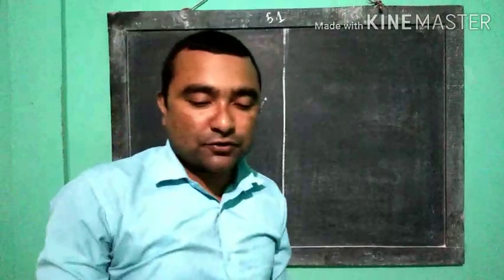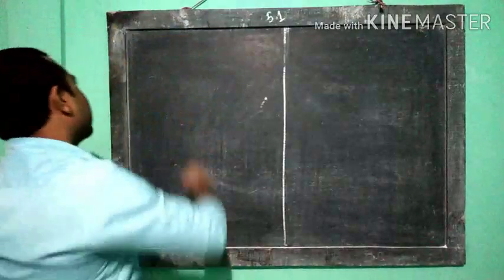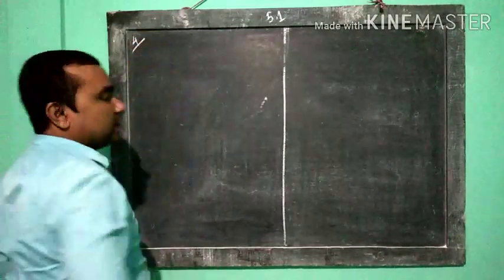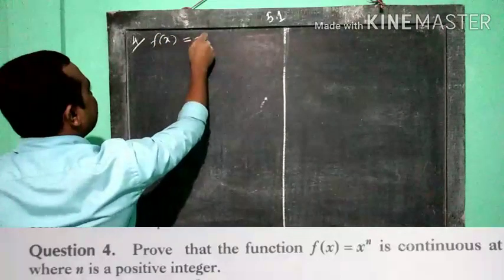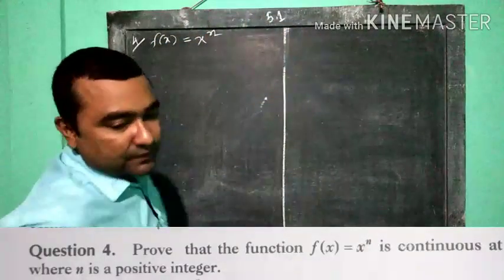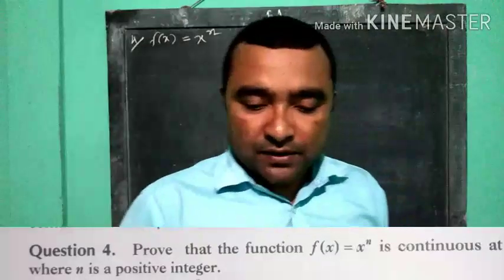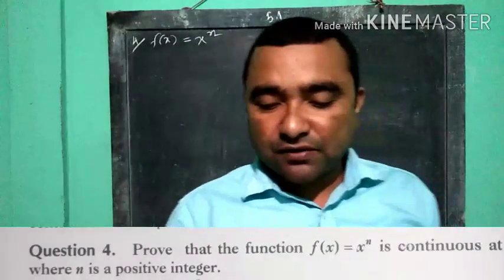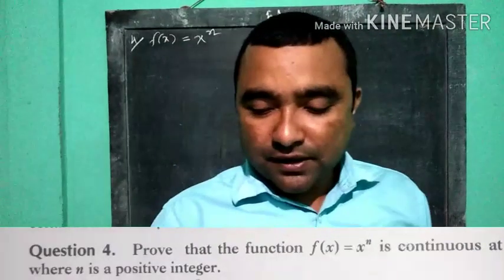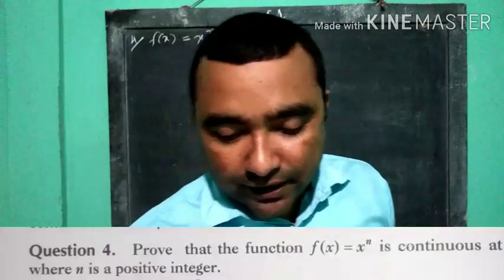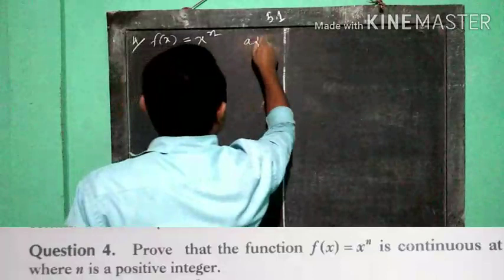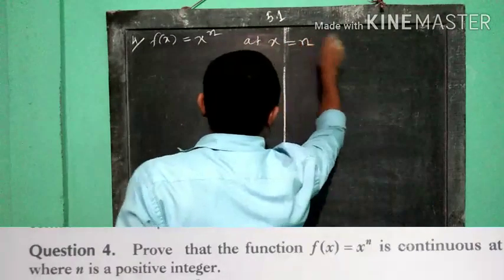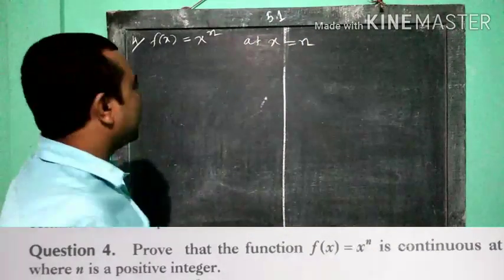Now we are going to solve question number 4. The given function is f(x) equal to x to the power n. Prove that the function f(x) equal to x to the power n is continuous at x equal to n, where n is a positive integer.